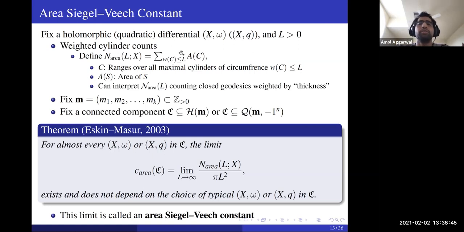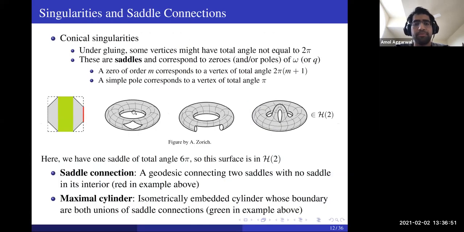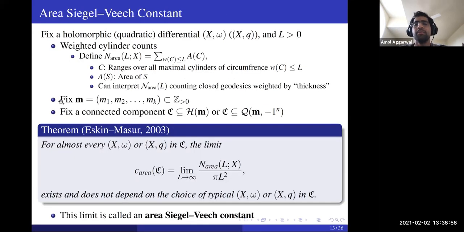So you can interpret it as, in principle, counting closed geodesics on my surface, but there are uncountably many of them, right? Whenever I have a closed geodesic, I could just perturb it a little bit and get another one. So what I do instead is fix a closed geodesic and thicken it up into a cylinder. Then I count the number of such cylinders weighted by the area. So that's something like a count of closed geodesics, you can view it. This is one of the counts that one could be interested in.